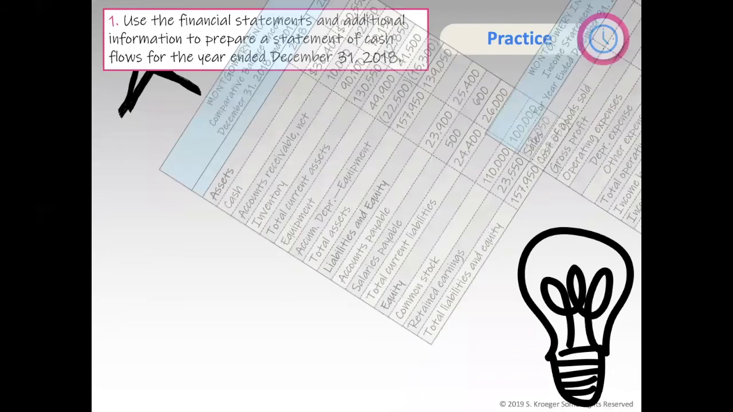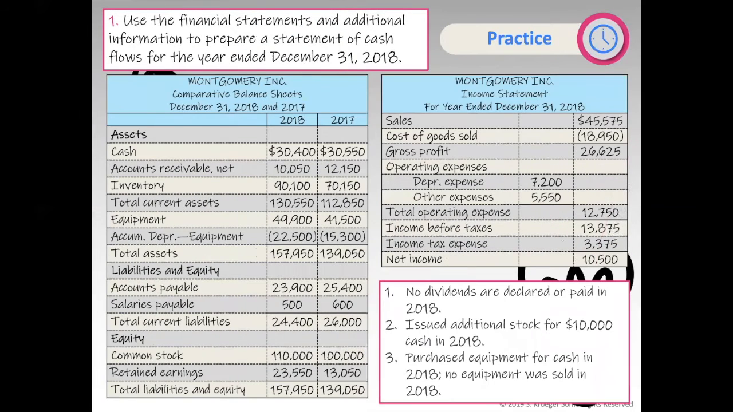Let's work on our example. We will be using this information for the other topic videos as well. Use the financial statements and additional information to prepare a statement of cash flows for the year ended December 31st, 2018. Right now, we're only going to prepare the operating section.